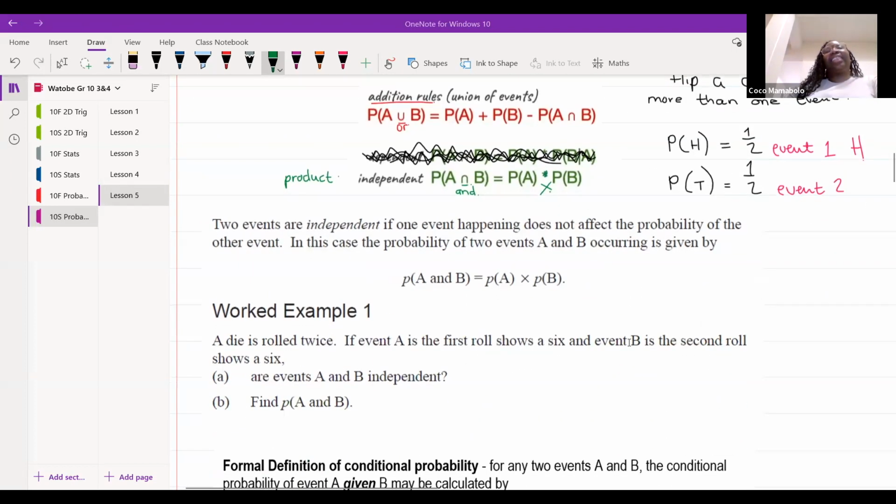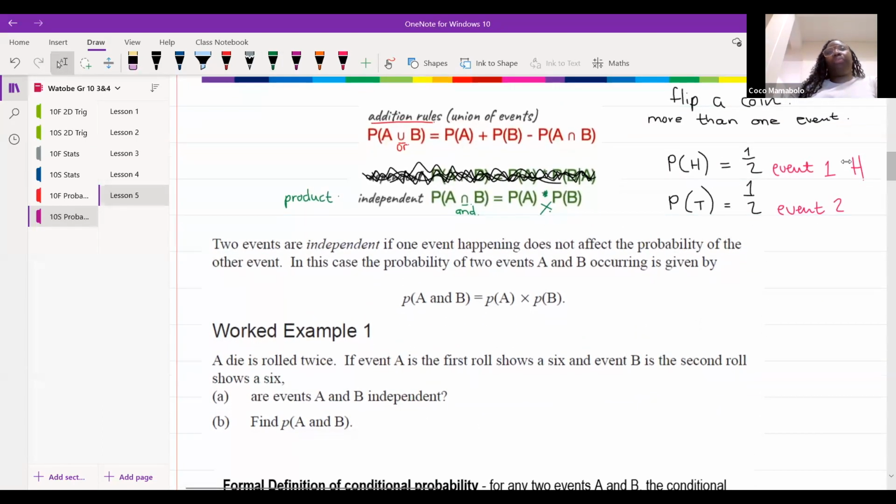All right. Okay, let's look at this next example. This first example that we've got over here. It says here, a die is rolled twice. If event A is the first roll and it shows a 6, and event B is the second roll and shows a 6 as well. My first question is, are events A and B independent? Yes or no?